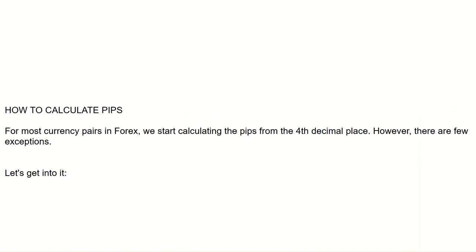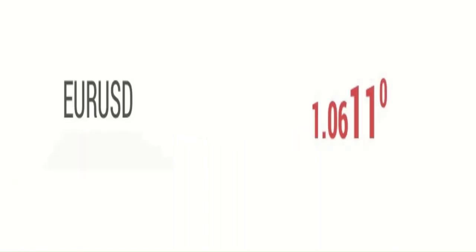So let's go into how to calculate pips. For most currency pairs in Forex, we start calculating pips from the fourth decimal place. However, there are a few exceptions like the JPY pairs and gold. Yeah, gold and JPY pairs are not calculated from the fourth decimal place, but I'm going to be explaining everything in this section for you. So EUR/USD, for example, is calculated from the fourth decimal place.